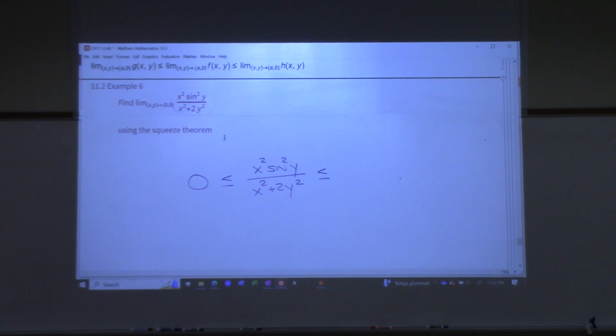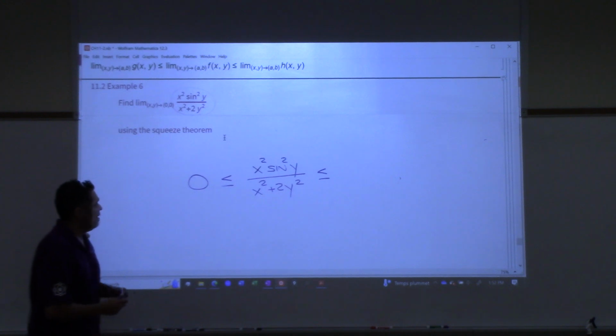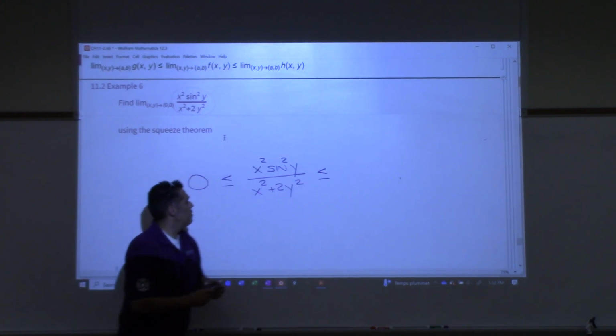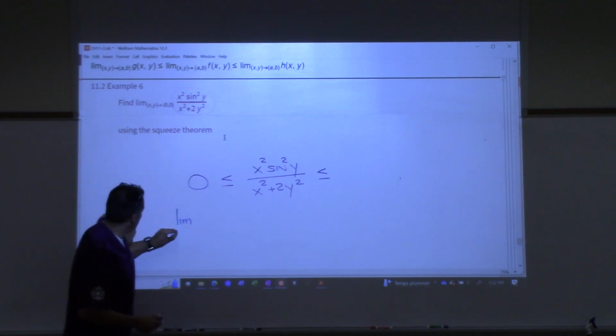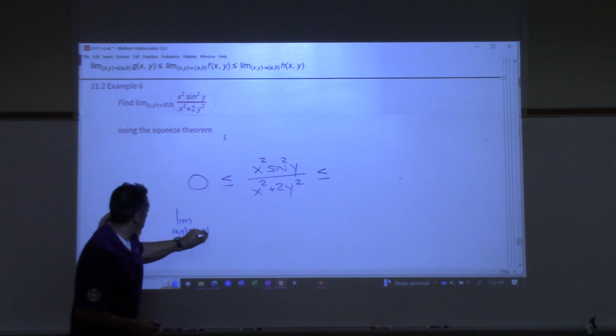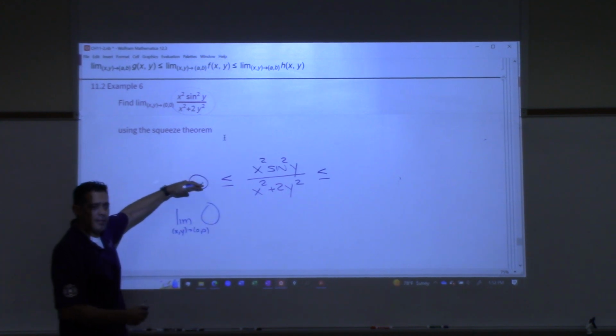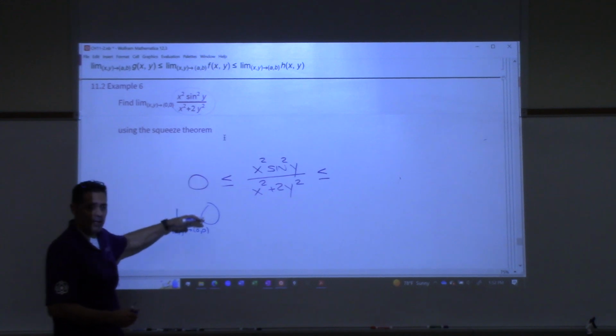All right. Let me give you a preview of where I'm headed on the next step. I'm still going to leave this here for the moment. What I'm going to do on the next step is take the limit as (x, y) goes to the point (0, 0) of this left part of the inequality.